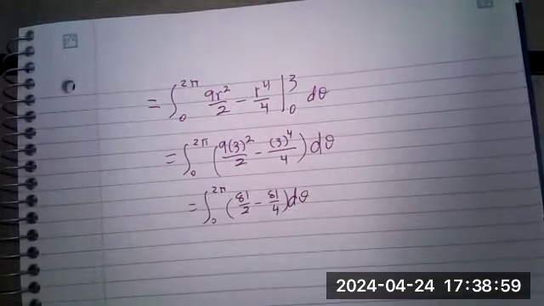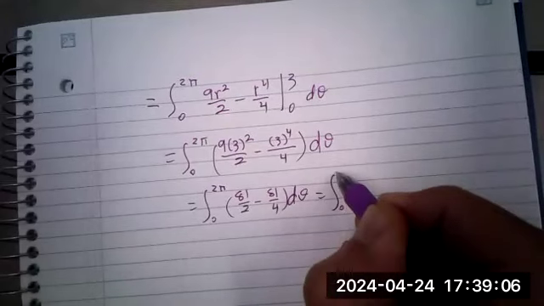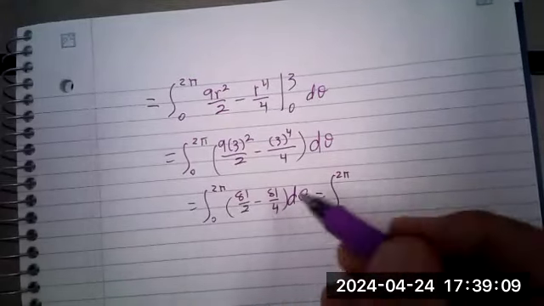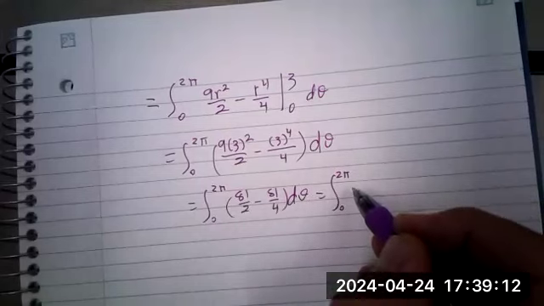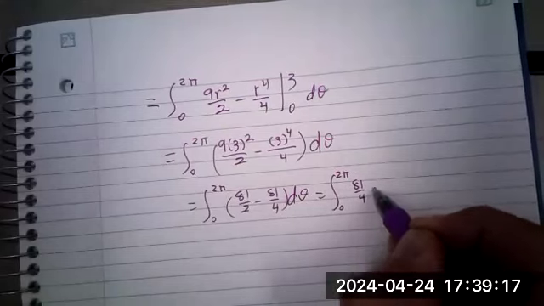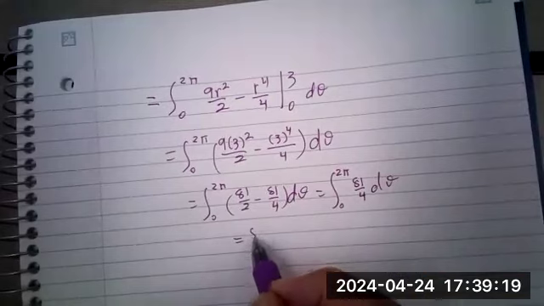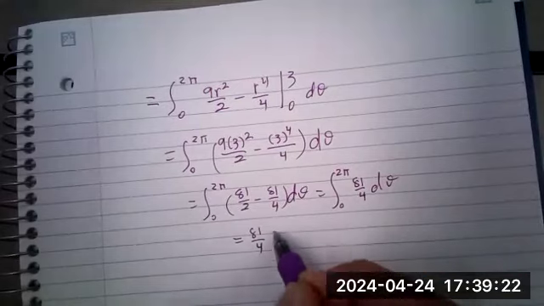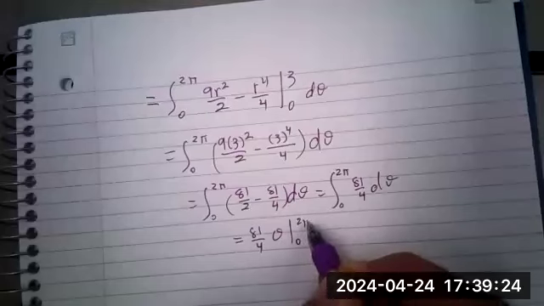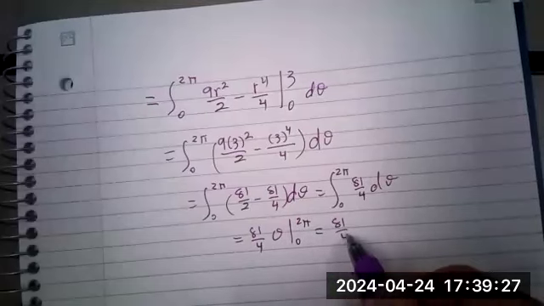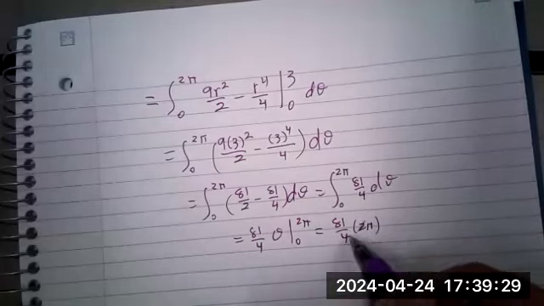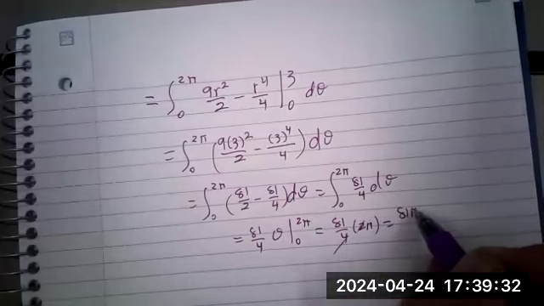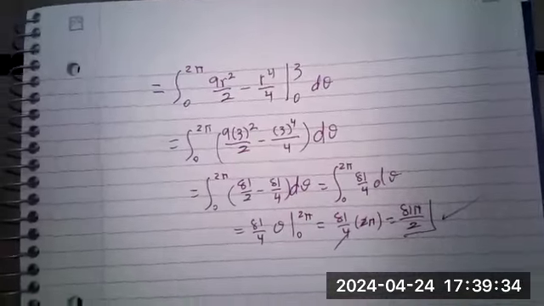Find the common denominator. The common denominator would be 4, so that gives you 0 to 2 pi. It's like 1/2 minus a quarter, so that gives you a quarter again. So it's going to be 81/4 d theta from 0 to 2 pi. If you substitute 81/4 times 2 pi and simplify it, 81 pi/2 is the final answer.